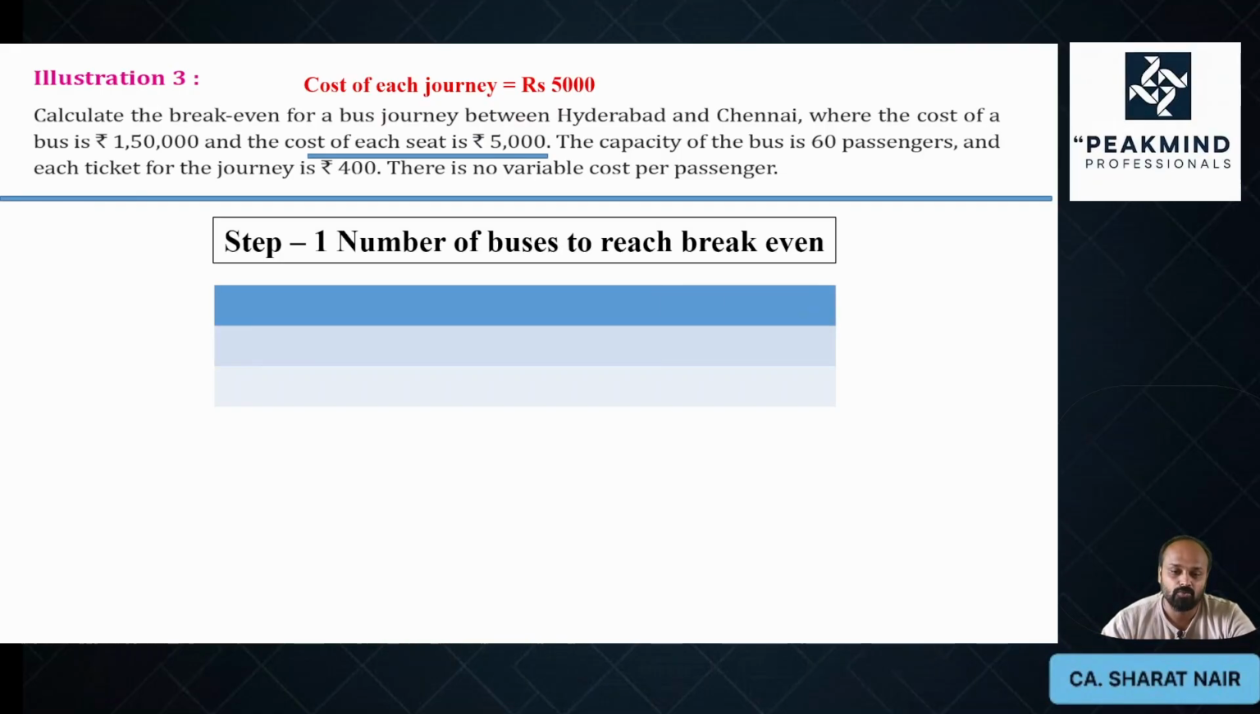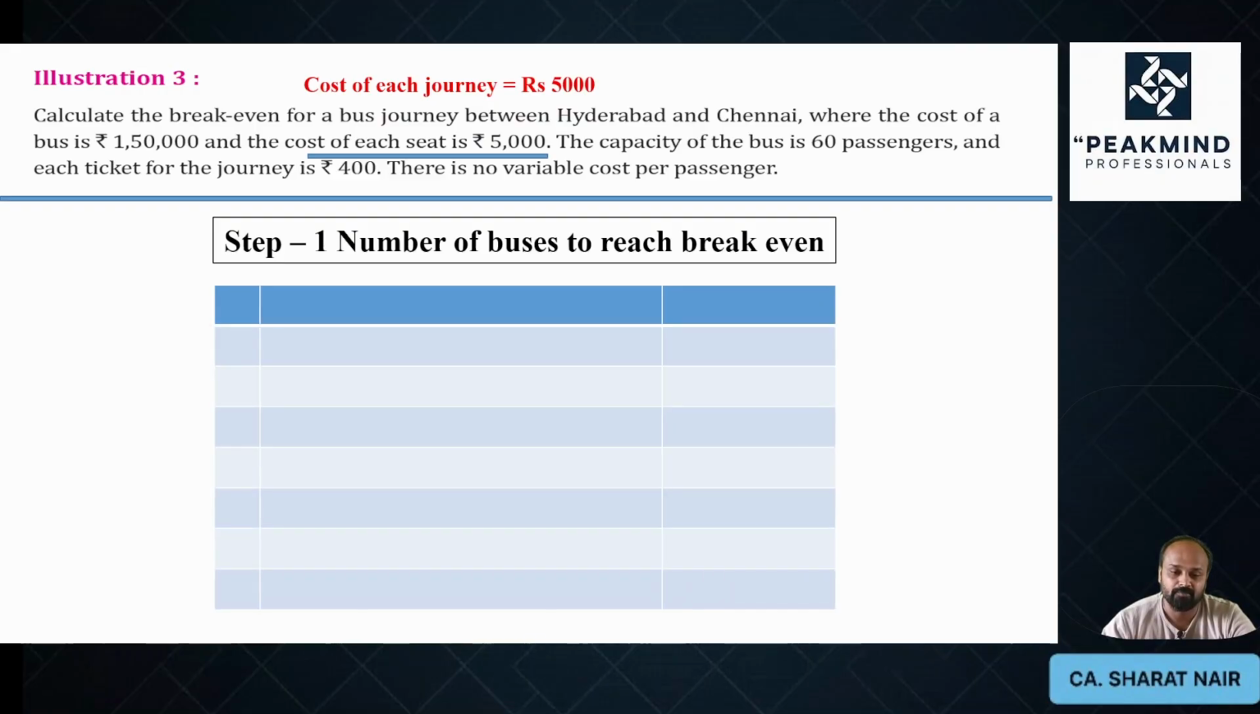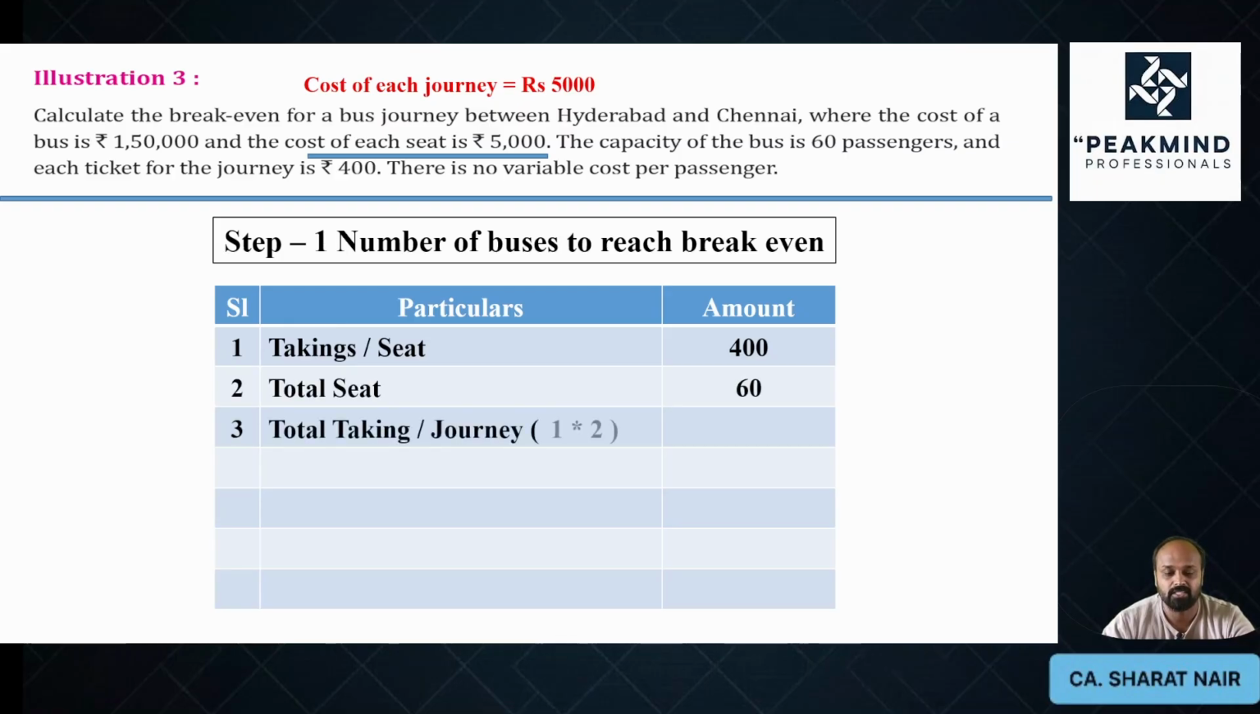If that is true, I can find out easily the break-even point. Per seat ticket collection is 400, number of seats is 60. So 400 into 60, it would have been 24,000 rupees. Now, cost of each journey. So see, what is 24,000? Total collection from one journey. Now, total cost from one journey, if it was given properly in the question, it would have been 5,000.